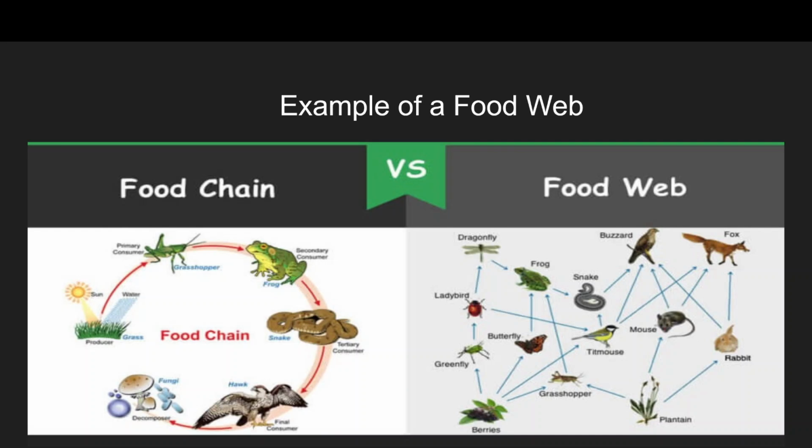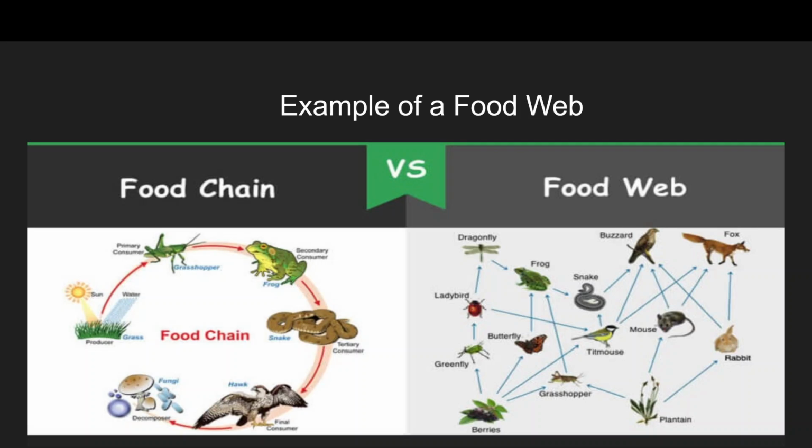So here we've got another example of a food web and a food chain. You can see how complex the food web is in comparison to the food chain. But if you notice, they all start with a plant of some kind, whether it's grass or berries or a plantain. All of those things start from there. And we've got the small little things like the grasshoppers, the green flies, and the rabbits, and those lead on into the various food chains and then interconnect themselves and make a food web.